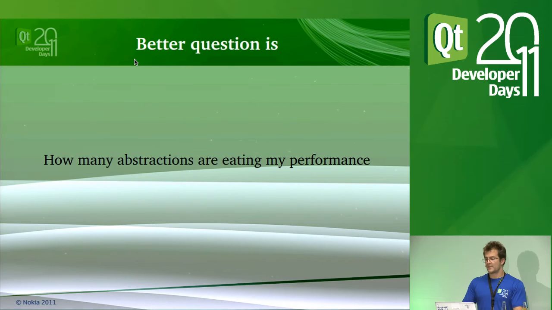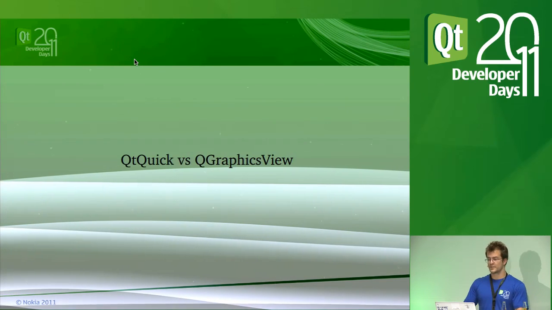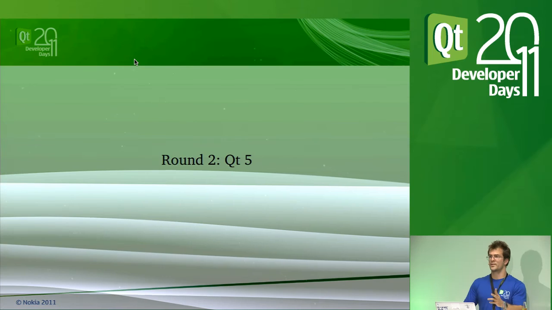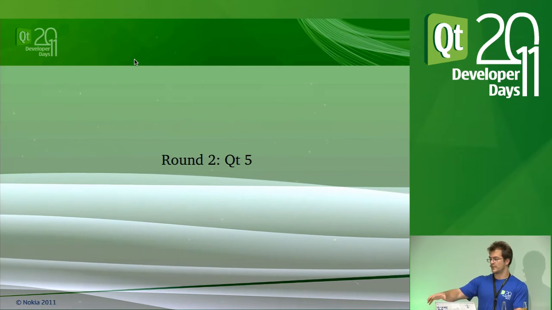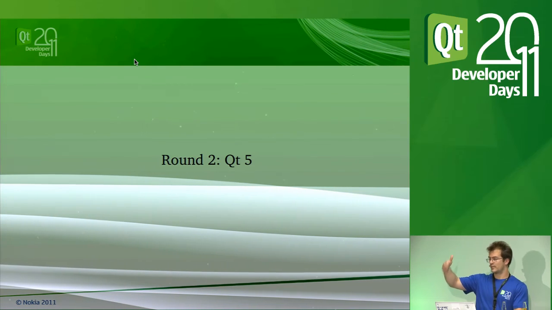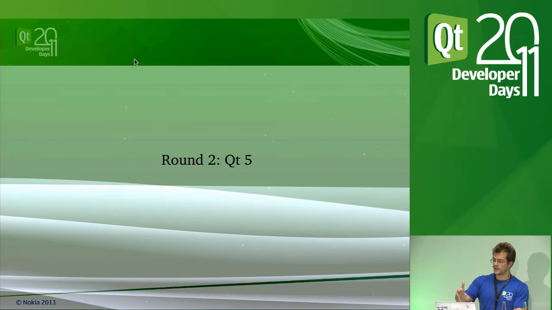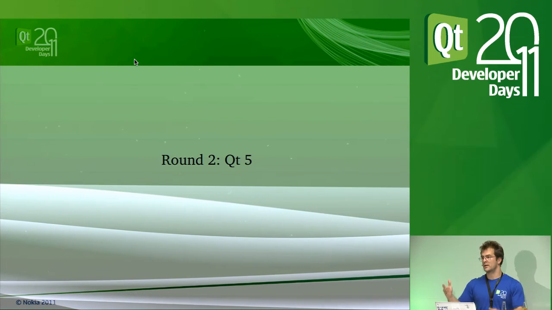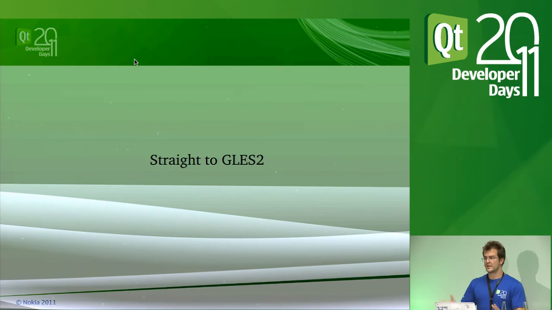A better question is how many abstractions are eating my performance, which is exactly what leads us onto QtQuick versus QGraphicsView round 2 in Qt5, where we've entirely bypassed QGraphicsView. And anyone who objected to the original additional overhead of a QDeclarativeView over QGraphicsView now won't be affected, since we've entirely removed that stack, and now it maps directly onto OpenGL.